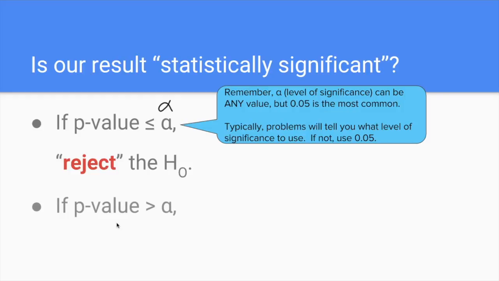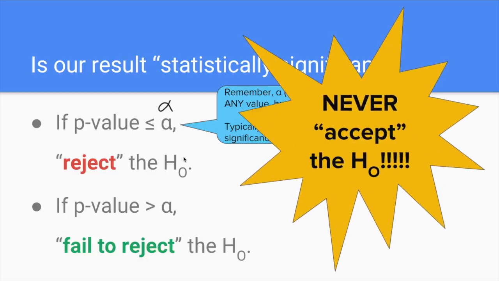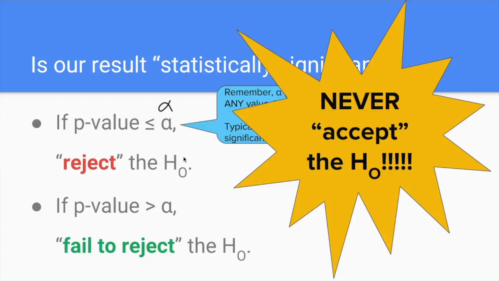The silly little rhyme that I use to remember this sometimes: if p is low, reject the null. On the other hand, if our p-value is greater than our alpha, what we say is that we fail to reject the null hypothesis. If that probability is really big, it means we don't really have evidence that the null hypothesis is different from what we thought. We're never, ever going to say that we accept the null hypothesis.